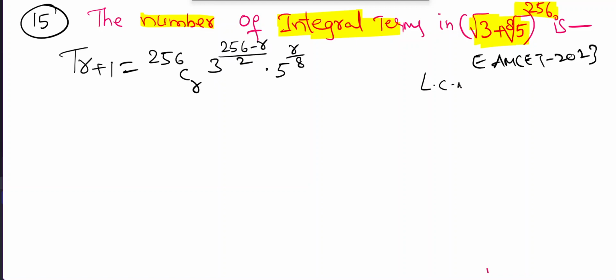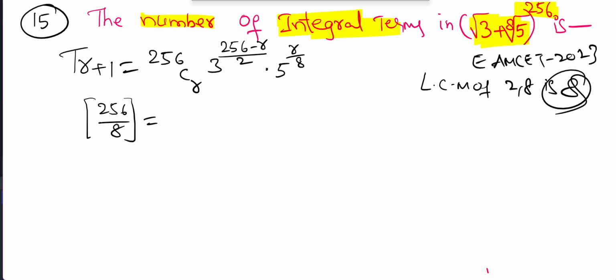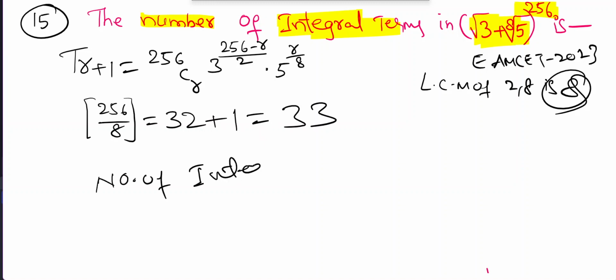Now take the LCM of the denominators. The LCM of 2 and 8 is 8. Now find the fractional part: 256 by 8. This 256 is completely divisible by 8, that is 8 threes are 24, 8 twos are 16, so 32. This 256 is completely divisible by 8, so add 1 for this. 32 plus 1 is equal to 33. So the number of integral terms is equal to 33.